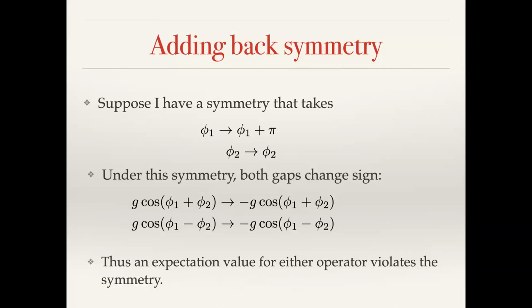And so famously, if you add a Z2 symmetry to this theory, you can make it impossible to open a gap without breaking the symmetry. For example, I could have a Z2 symmetry that shifts phi 1 by pi, but does nothing to phi 2, right? Under this symmetry, both of these gaps change sign. So that tells me it's not that I cannot gap the system, but if either of these guys gets an expectation value, then the symmetry must be broken.